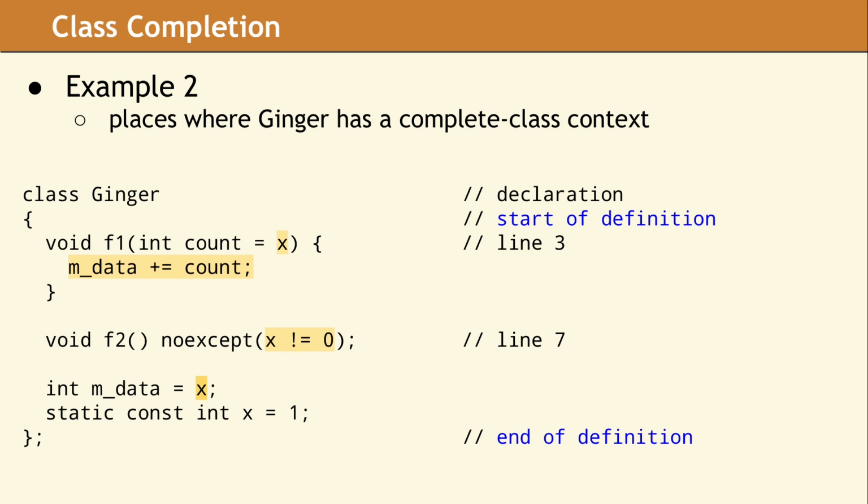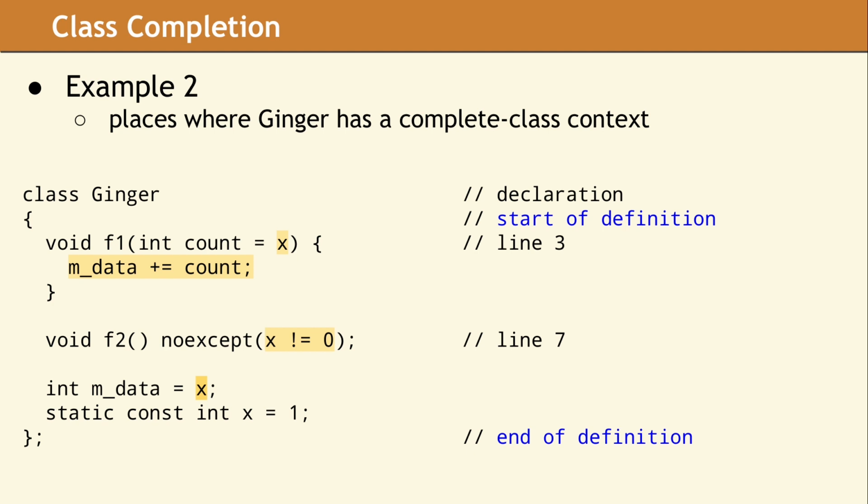On line 7, we are using the data member X to determine if method F2 is allowed to throw an exception. This is another place the class has a complete class context, namely inside of a no-except condition. The last remaining place there can be a complete class context is after the equal sign of a non-static data member. Since the declaration for mData is non-static, we have met the first requirement.